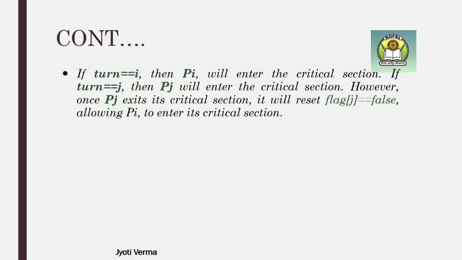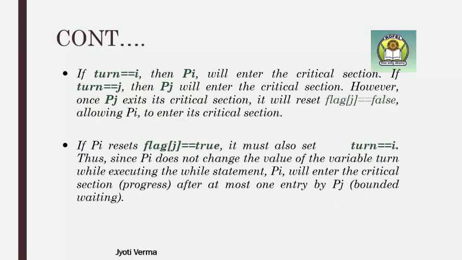However, once Pj exits its critical section, it will set flag[j] equals false, allowing Pi to enter the critical section. If Pj resets flag[j] to true, it must also set turn equals i. Thus, since Pi does not change the value of variable turn while executing the while statement, Pi will enter the critical section after at most one entry by Pj. That is, bounded waiting and progress conditions are both satisfied.